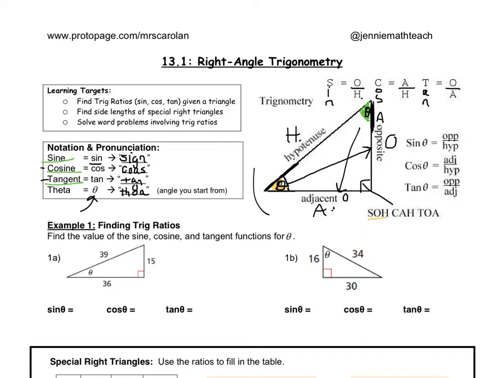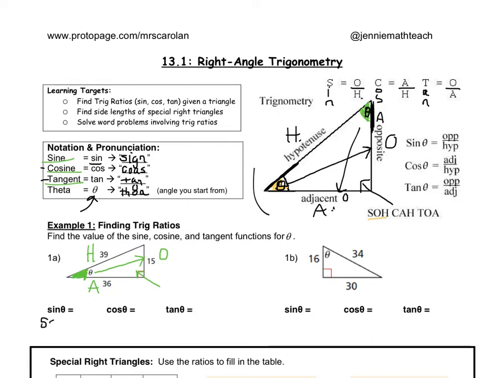So let's go ahead and practice in example 1. The first thing I'm going to do is label the sides according to the angle they gave us for theta. I'm always going to start by labeling the hypotenuse first, and it's always across from that right angle, and it's always the longest. So 39 is the hypotenuse. Next, I'll label the side opposite the angle, so that will be O, and then by default, this one's the A.